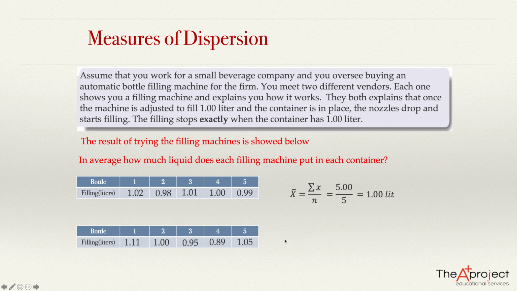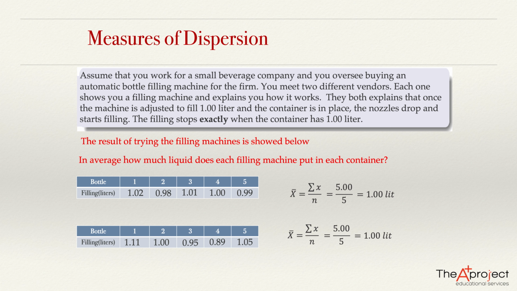So again, you are going to compute the average. Remember the formula: add together all the values and divide by n. So 1.11 plus 1 plus 0.95 plus 0.89 plus 1.05. The answer is again 5, and since there are 5 data values, you divide by 5, and again it is 1 liter.